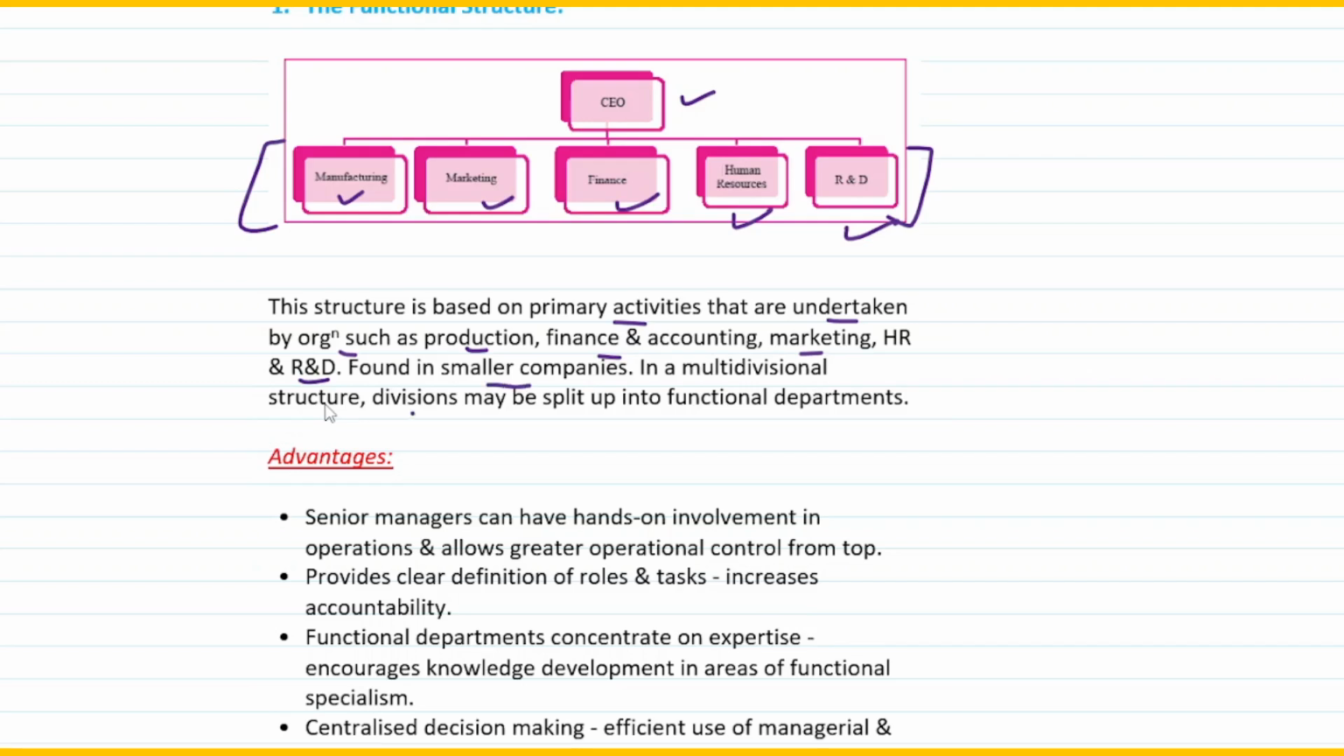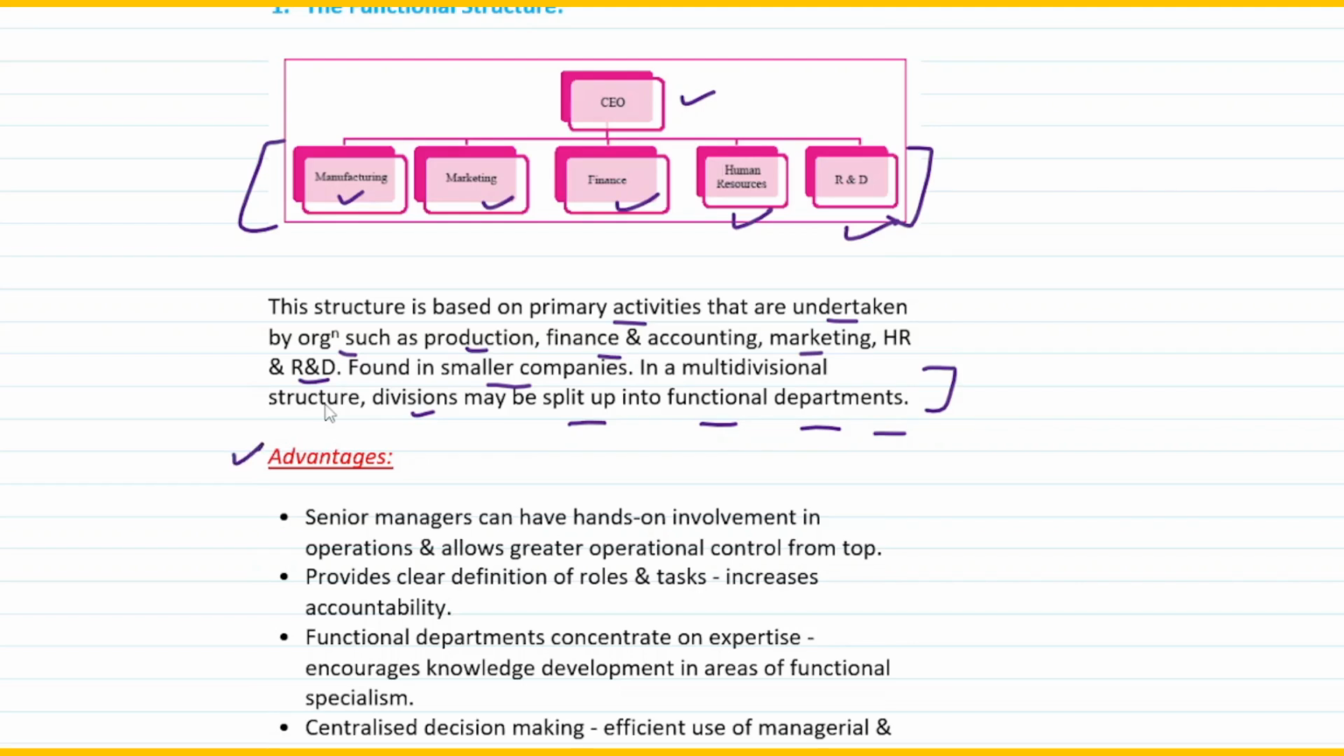In a multi-divisional structure, divisions may be split up into functional departments. So let's not concentrate on this part as such, because when we come to multi-divisional, we'll understand it in a better way. But for the understanding of functional structure, you just need to remember that this structure is based on the primary activities undertaken by the organization. Examples you already know, and such a setup is found in smaller companies, right? When we come to multi-divisional, we'll talk about that in detail. So this is how the functional structure looks.